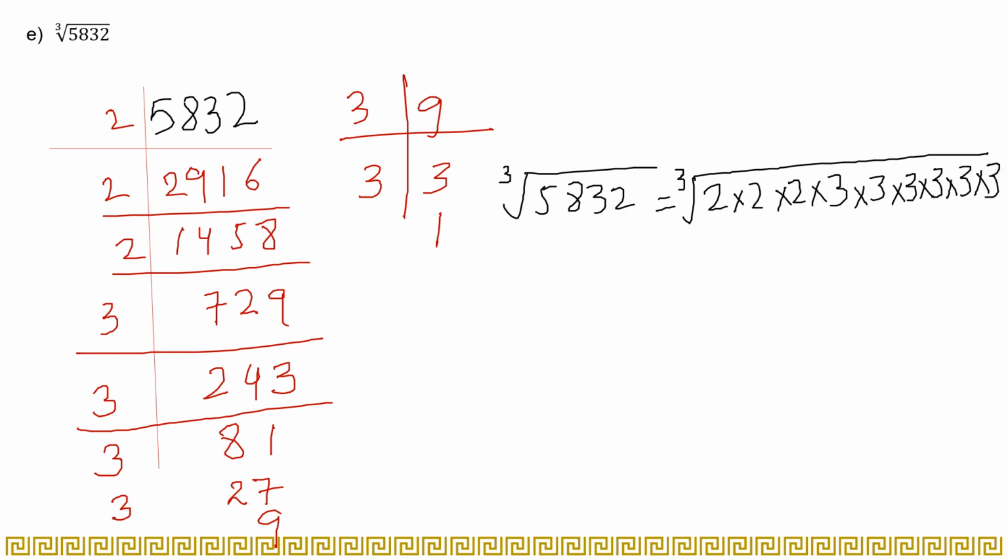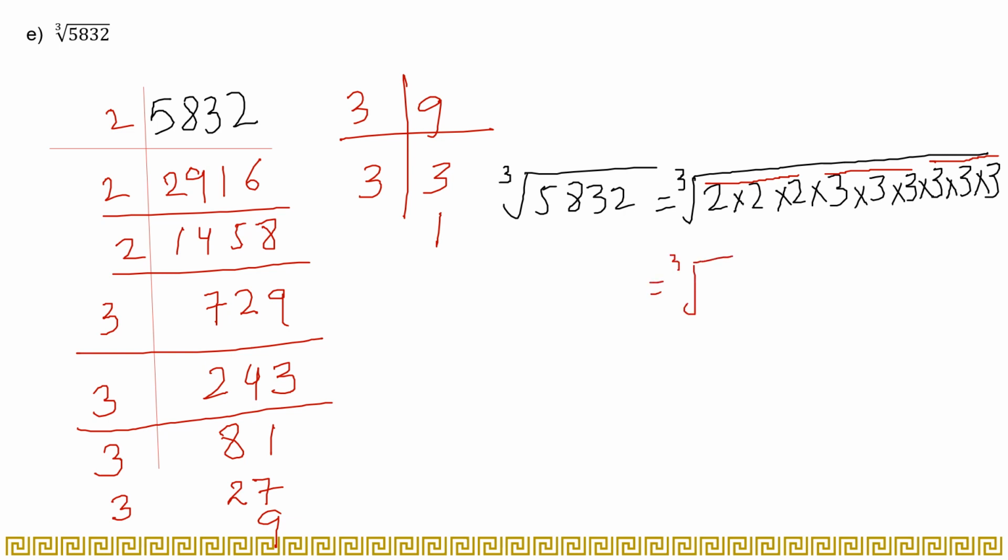right? Now in this case, what you have to do is you have to combine three numbers, because here we are finding cube root, so we have to combine three numbers together like this. In case of square root, we combine two numbers, but in case of cube root, we have to combine three numbers. If it was, let's suppose, fourth root, we have to combine four numbers, and if it was fifth root, we had to combine 5 numbers together, right?